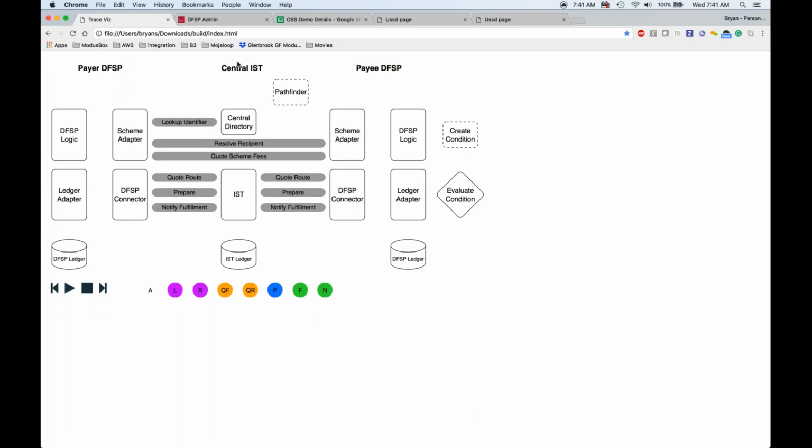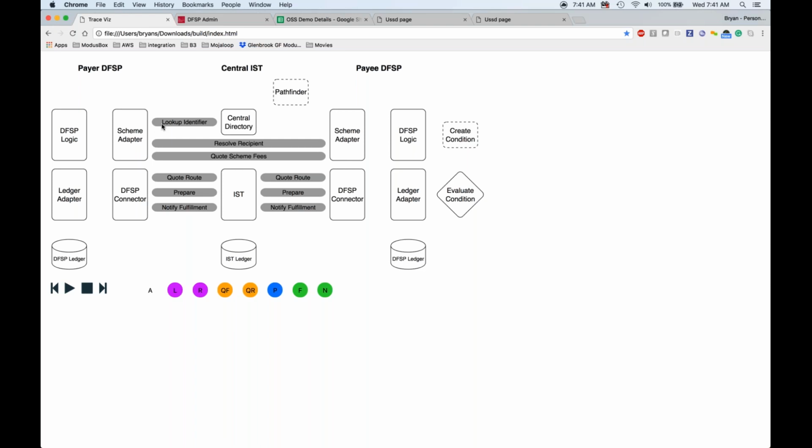Right. So now I'm going to demonstrate what's really happening with the APIs. And Mojaloop is the things that are at the center of this, as well as some code that's been provided to make integration easier.